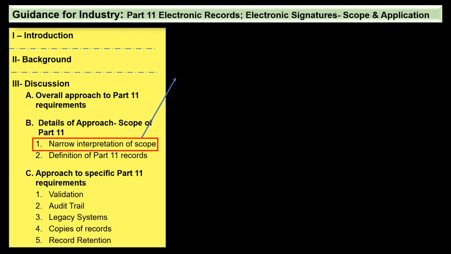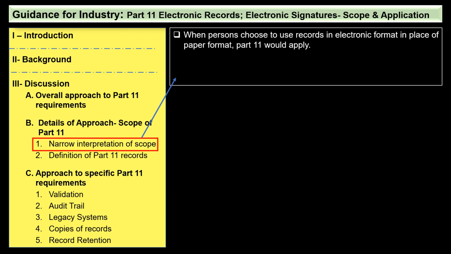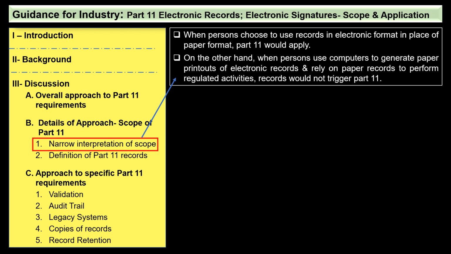Now moving to Part B, that is details of approach, scope of Part 11. The first point in this is the narrow interpretation of scope. When a person chooses to use a record in an electronic format in place of a paper format, then Part 11 requirements apply to those records. On the other hand, when a person uses a computer to generate a paper printout of an electronic record and relies on paper records to perform regulated activities, then those records would not trigger Part 11 requirements.